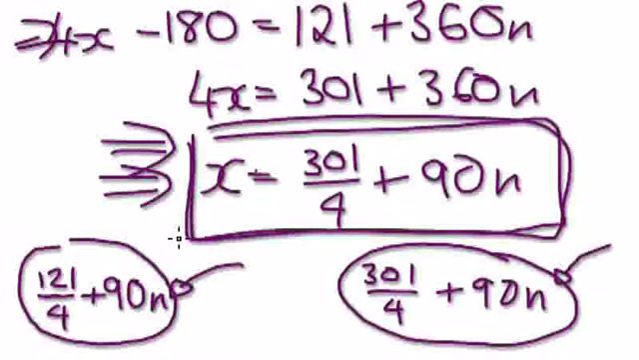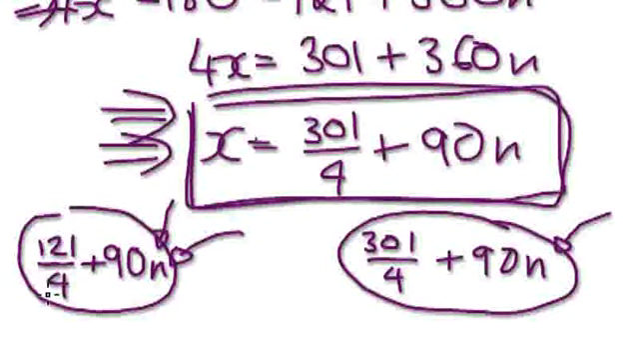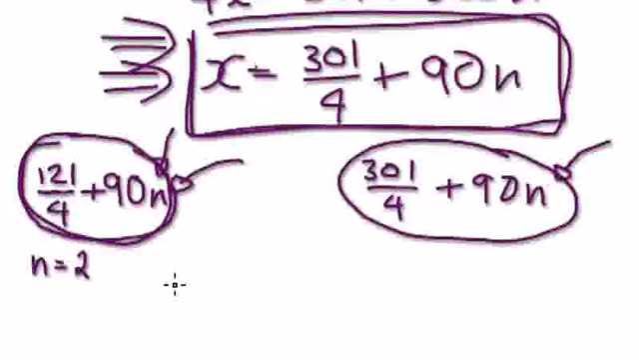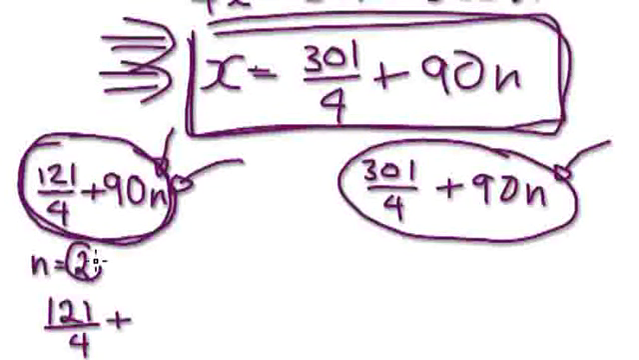So let's guess. I'm going to guess n equals 2. Let's see if n equals 2 is within our range here. So we are going to put n equals 2 into here. Okay, so this would be 121 over 4 plus, well, when you put 2 into this n here, it will be plus 180.